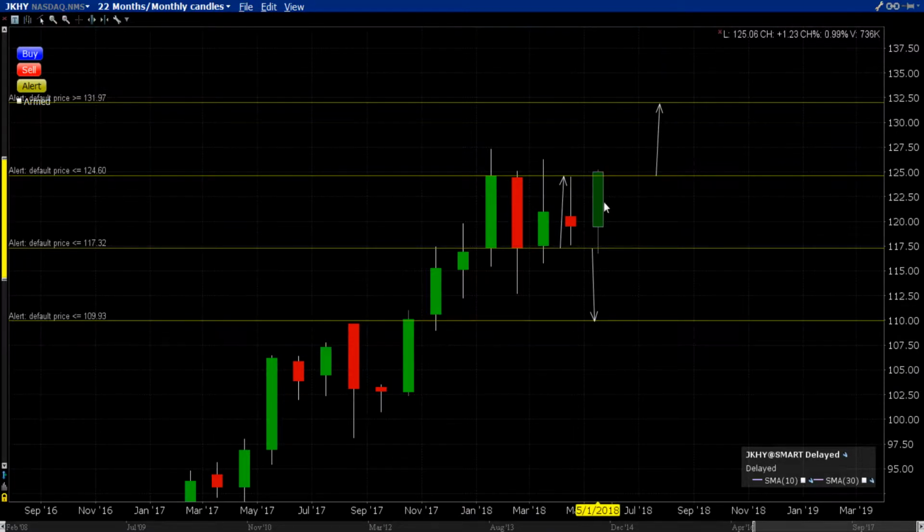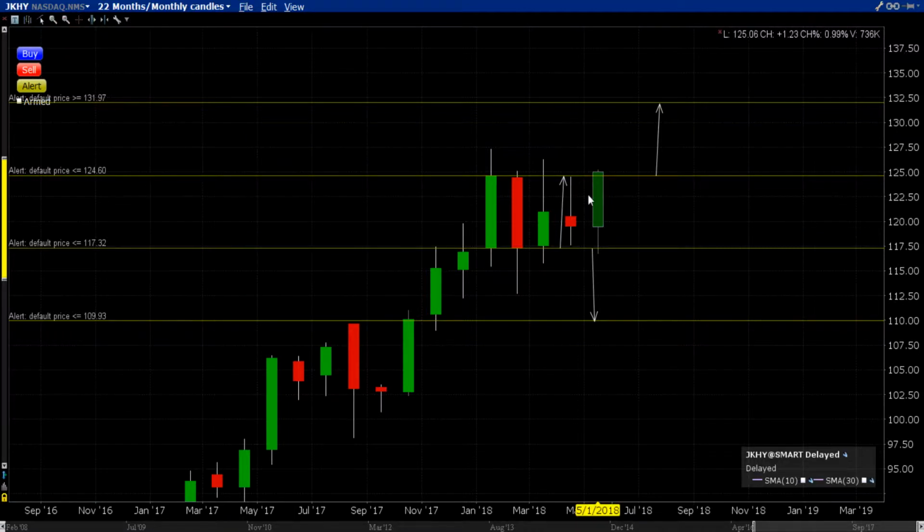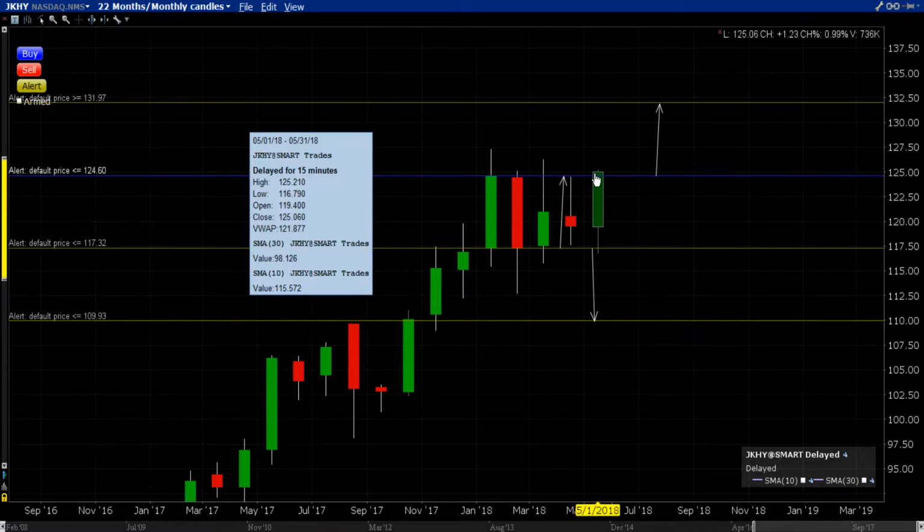Guys, this is the close. This candle will be closed. This is the last day of March. Is that convincing enough? It should be.